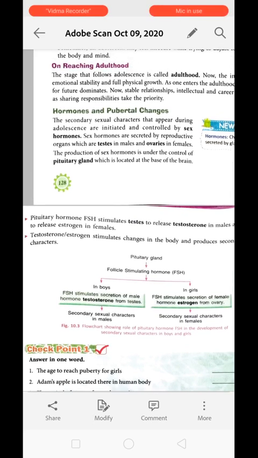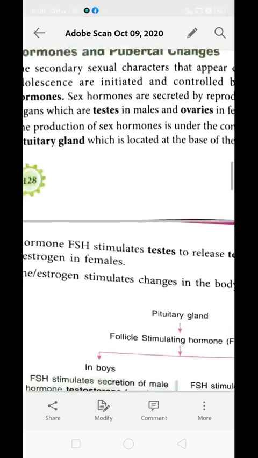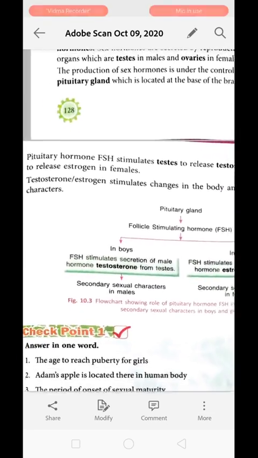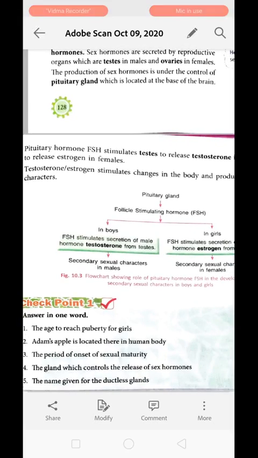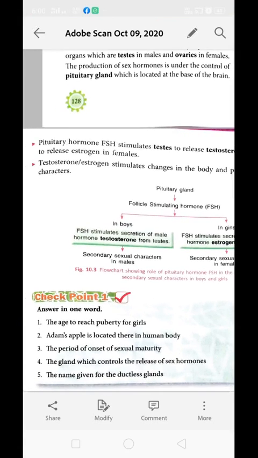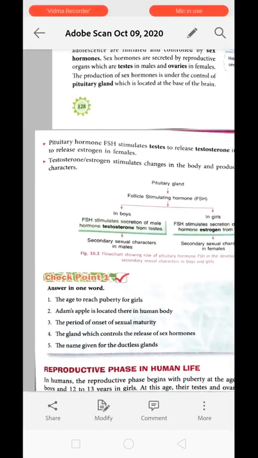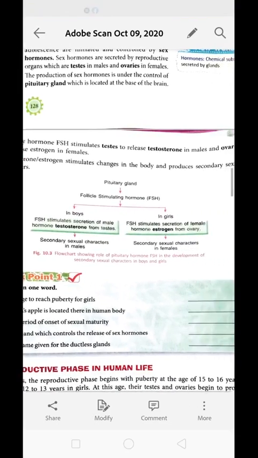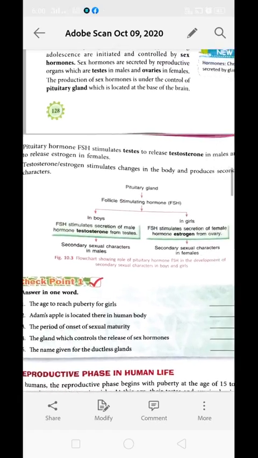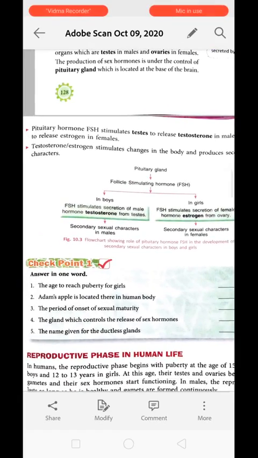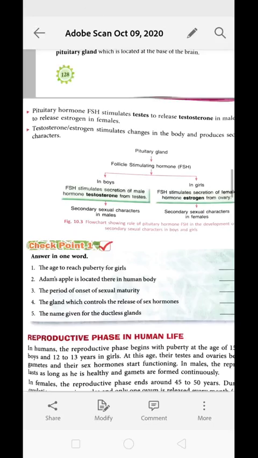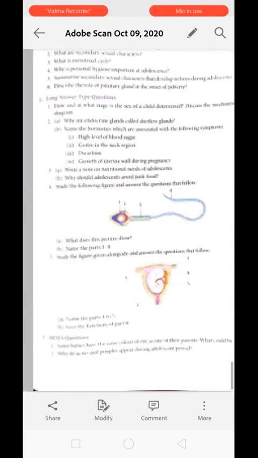Understood? It is given where sex hormones are secreted by reproductive organs. The production of sex hormone is under the control of pituitary gland, which is located at the base of the brain. Pituitary hormones secrete FSH, which stimulates testes to release testosterone and ovaries to release estrogen in female. Testosterone and estrogen stimulate change in body and produce secondary sexual character. This is your answer. Next question.